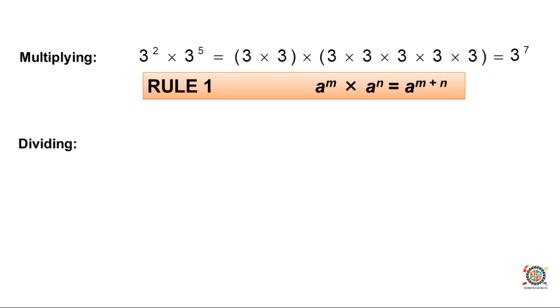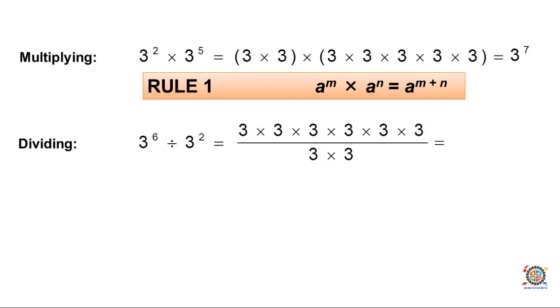How about in dividing? Of course, it can be written as 6 times you multiply 3 to itself divided by 2 times you multiply 3 by itself. Remember, I can remove those two 3's and another two 3's, so I will be left with 4 3's, 1, 2, 3, 4. Which means I can have a result of 3 to the power of 4.